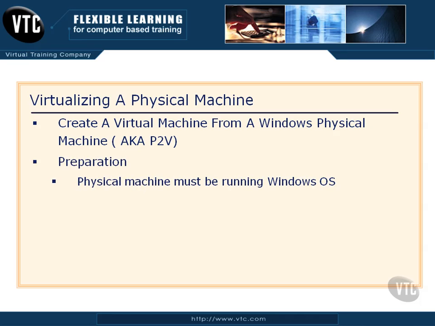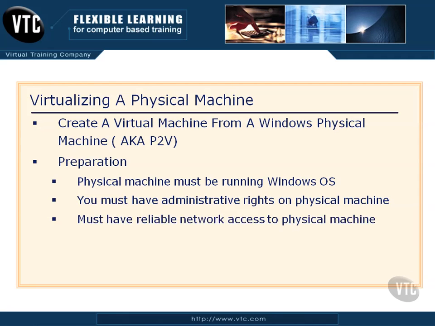Your physical machine must be running a Windows OS. That's somewhat limiting for some people, but that's just the way it is at this point. And you will have to have administrative rights on the physical machine. That just makes sense. Otherwise, you could just grab anybody's machine, virtualize it, and then have a copy of it. You're also going to need reliable network access to that physical machine, and by reliable, I mean it's not intermittently going up and down. The network access works great for 15 minutes and then it might get funky. This process could run for quite a while, so you want to make sure you have reliable, fast, consistent access to that physical machine.